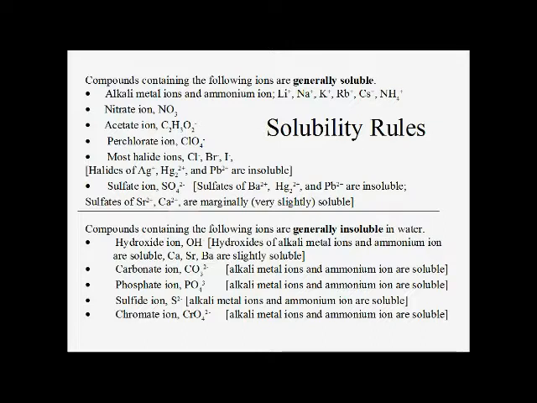Below the line now are the generally insoluble ones. So compounds containing hydroxide are generally insoluble. Now our first rule of the alkali metals and ammonium ion is our primary exception here. So alkali metal hydroxides are going to be soluble. Ammonium hydroxide is soluble. We know that one is. We buy that in the supermarket as a cleaning agent. And then calcium hydroxide, strontium hydroxide, and barium hydroxide are slightly soluble.